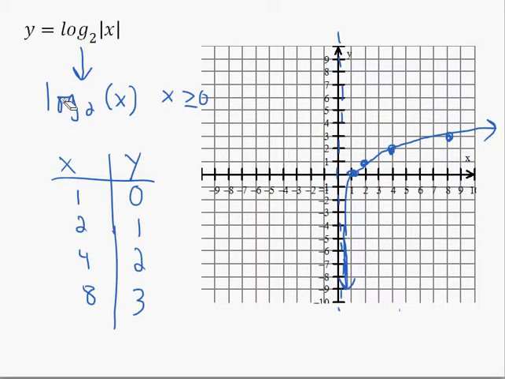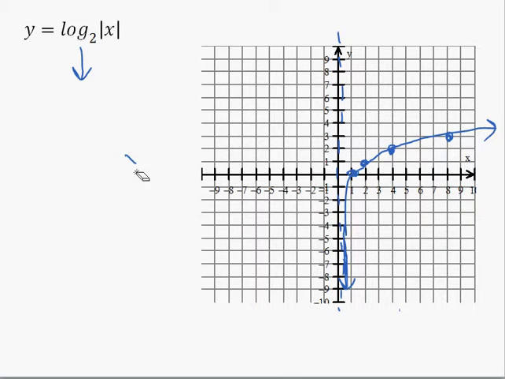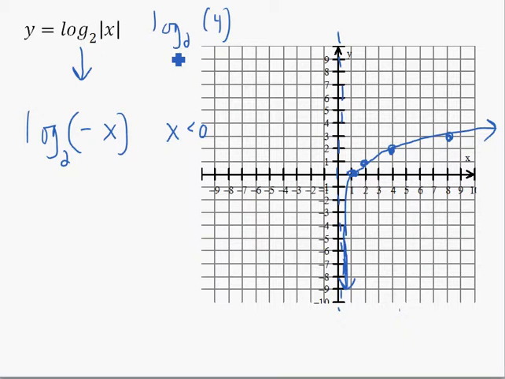But if x is less than 0, what this thing's going to do, check this out, is it's going to turn this thing into the log of the opposite of x, base 2, if x is less than 0. Because for instance, if you plug in negative 4, log base 2 of absolute value of negative 4 becomes log base 2 of positive 4. If you plug negative 4 into here, same thing happens. Negative 4 is positive 4. Same thing happens. So what we can really do now is just graph this function for when x is less than 0, and that's what this is going to look like.